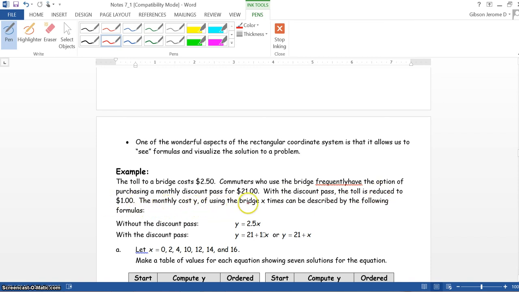The monthly cost y of using the bridge x times can be described by the following formulas. Without the discount pass is y equals 2.5x. With the discount pass is y equals 21 plus 1x, or y is equal to 21 plus x. Now we have A, let x equal 0, 2, 4, 10, 12, 14, and 16, and make a table of values for each equation showing 7 solutions for the equation.